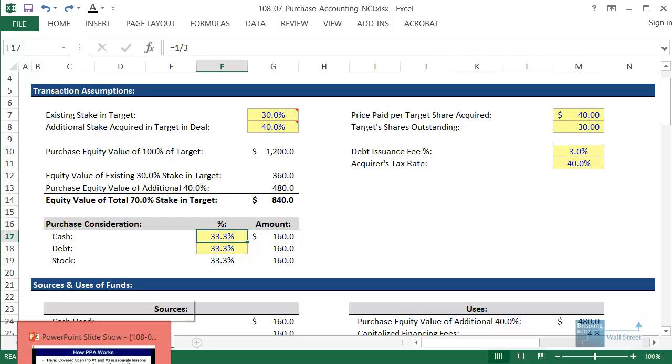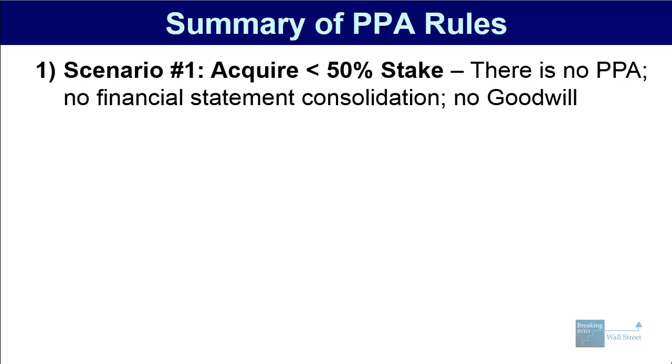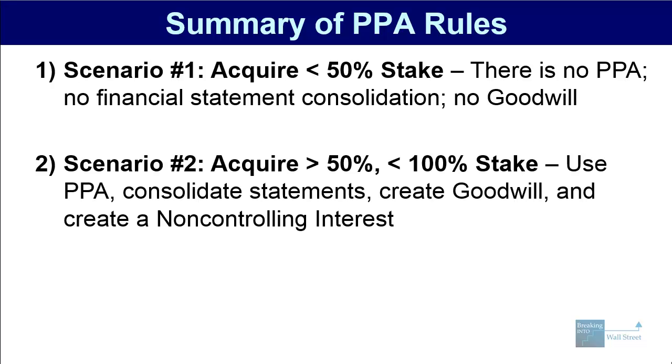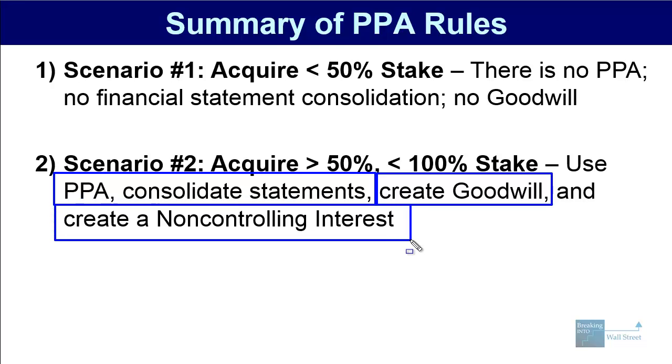To summarize everything we've done here and how these rules work. When you acquire less than 50%, there is no purchase price allocation. There's no financial statement consolidation and no goodwill. When you acquire over 50% but less than 100%, you do use purchase price allocation, you consolidate the statements 100%, you do create goodwill based on 100% of the company's value, and you create a non-controlling interest for the portion that you do not own. And that is how you get everything to balance.